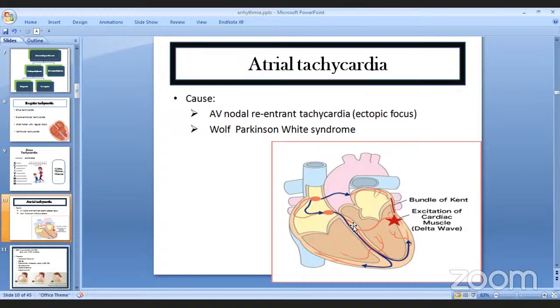Normally the AV node is the only pathway between the atria and ventricles, but in some people an abnormal pathway forms, and this is what you call the bundle of Kent. So your bundle of Kent is not always in play, as I've mentioned earlier, normal rhythm of the heart also goes on. But sometimes this bundle of Kent can cause arrhythmia.